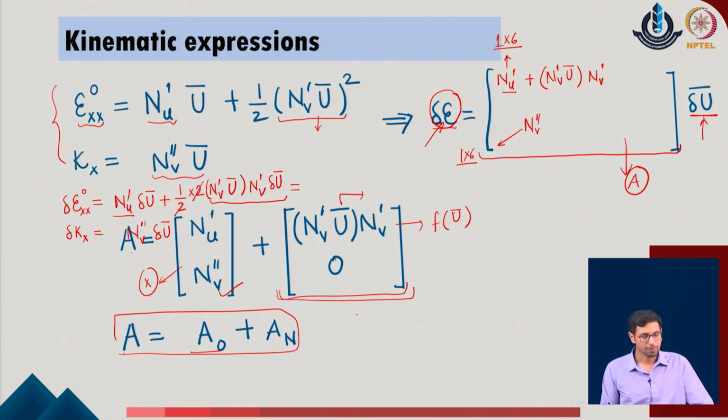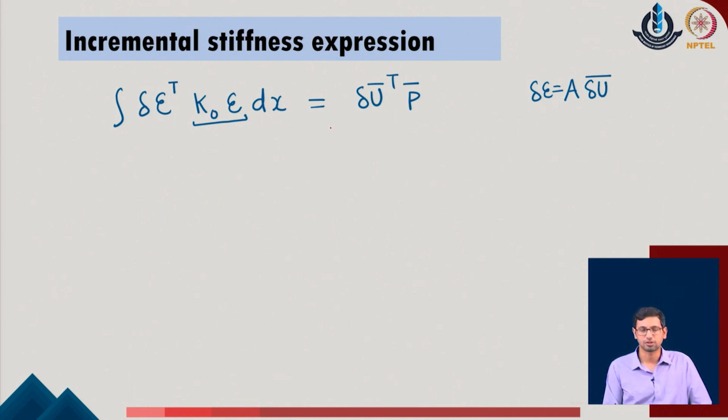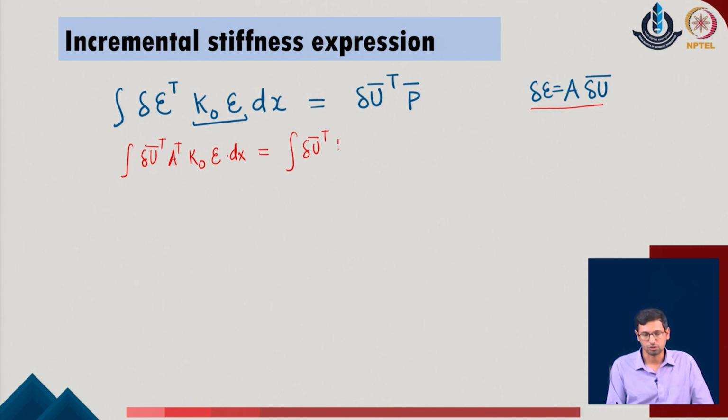Now, moving ahead with this, we write the general expression of the incremental stiffness part. We have already derived this in the previous session, if you can recall. I will just substitute now the values of the given system as we have written over here. So, del of epsilon can be substituted with the value A into del u bar. As I write A into del u bar transpose, it becomes del u bar transpose A transpose k naught, and this is the epsilon into dx for the given problem. This becomes del u bar transpose p bar in the given system. So, this is not with the integral.